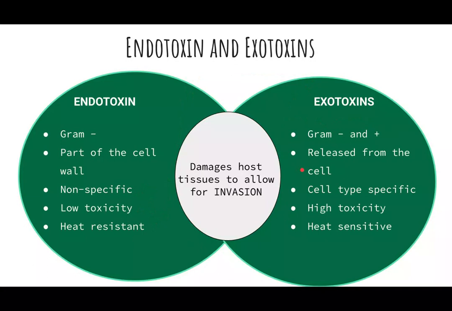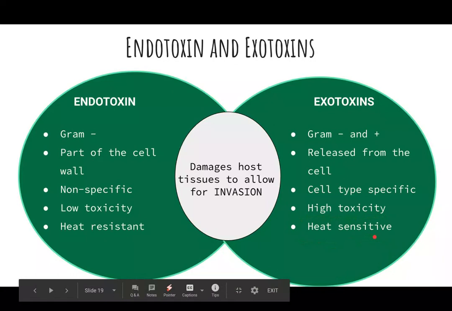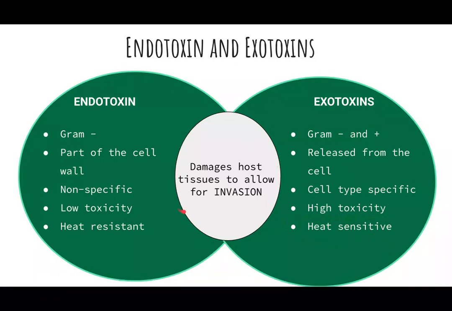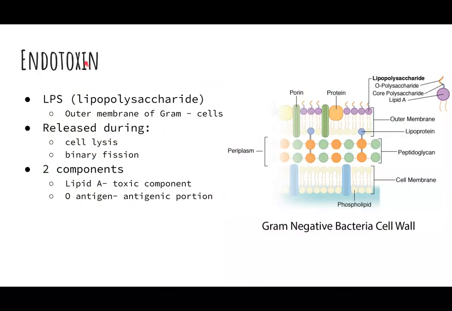They get released outside of the cell. They are highly specific to cell type. They are highly toxic. Some of the most toxic substances on the planet are bacterial exotoxins, and they are heat sensitive for the most part. They are relatively easy to break down with heat. Both of them are going to allow the bacteria to damage the host tissues in order for them to invade deeper into the host. So endotoxin, again, this is essentially another term for LPS, lipopolysaccharide.